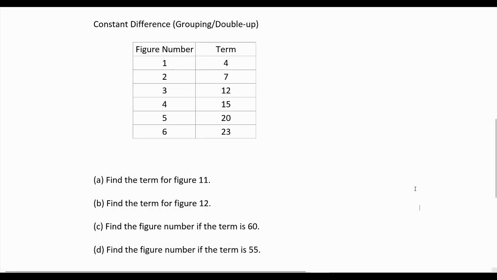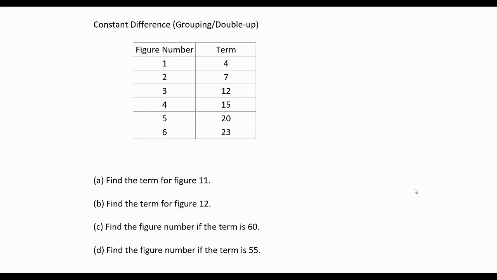I don't actually know the name for this type of question, I just call it constant difference, in brackets, grouping or double up. Let me show you why I call it grouping or double up. If you look at the difference between the rows in this pattern, it's plus 3, plus 5, plus 3, plus 5 and then it repeats. So it's not exactly like constant difference where you add the same number every time.